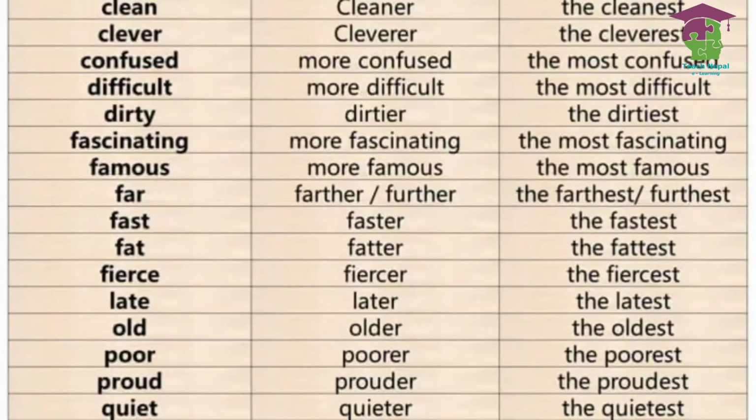So for example: clean, cleaner, the cleanest; clever, cleverer, the cleverest; confused, more confused, the most confused, right? Difficult, more difficult, the most difficult; dirty, dirtier, the dirtiest. This way we can write the positive, comparative, and superlative forms of the adjectives.